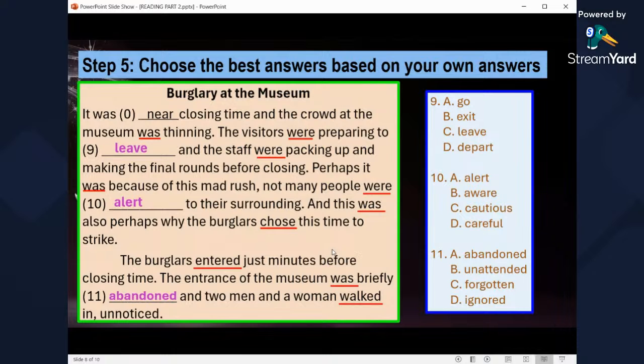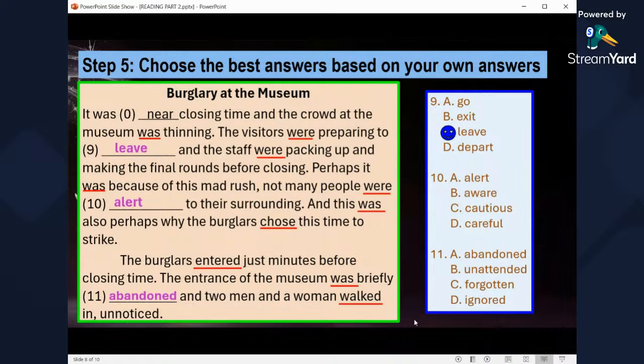Between exit and leave, now you have to decide which one will be better for this text. The visitors were preparing to exit or to leave. Yes, correct, Sri Rahayu. Exit is more suitable for emergency, but this is not an emergency. So the visitors were preparing to leave would be the best answer. Okay, so leave. That's how you have to make a choice.